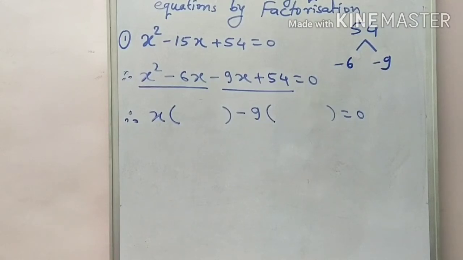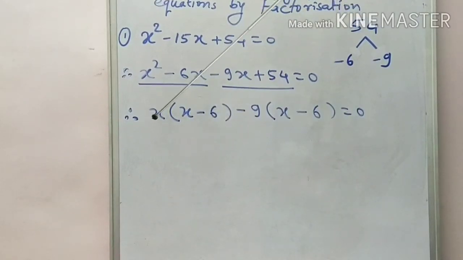So in the first bracket, as x is common, what remains is x into x, x square, so the remaining is x in bracket, minus. From this 6x we take x as common, so the remaining is 6. Then we take minus as it is; from 9x and 54 we take 9 as common, so the remaining term is the x variable in bracket.